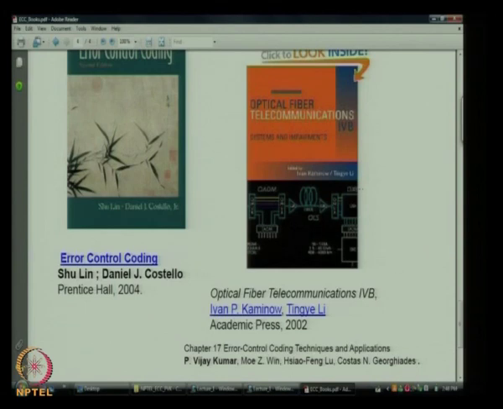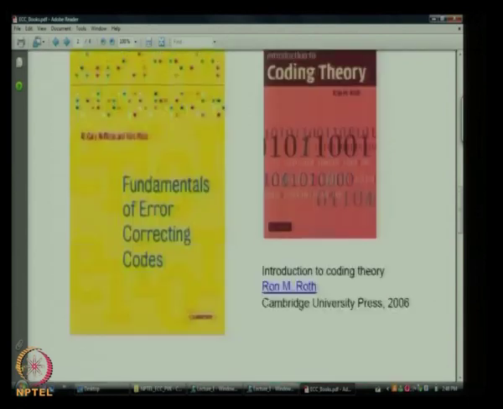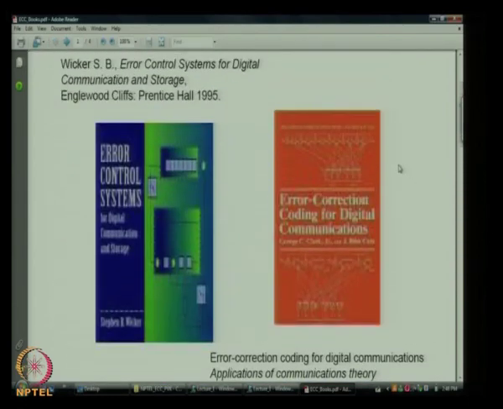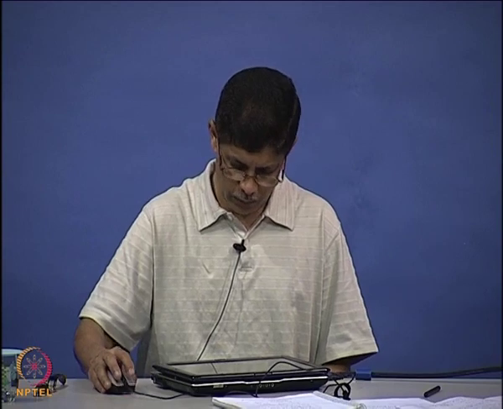Okay. So, there are 8 textbooks here, but if you look out in the market, there are lots of books on coding theory. Many textbooks have come out in the recent few years. So, this is by no means exhaustive, but just to give you an idea of some of the textbooks that you are likely to encounter. Okay. So, with that I will close on this, and then we will move on to talking about the lecture.